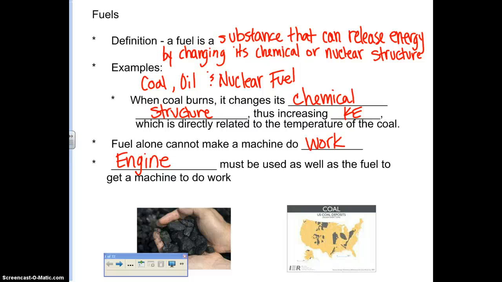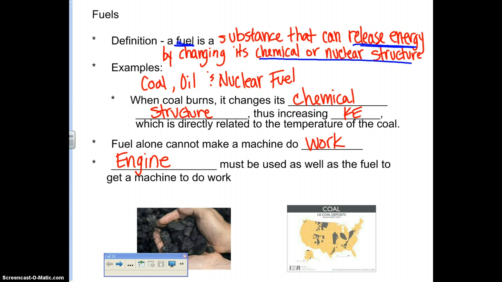Here's the first section to topic 8. We're going to begin by talking about fuels and different types of fuels. First things first, the definition of a fuel is a substance that can release energy by changing its chemical or nuclear structure. So the big thing you need to remember here is that fuel is a substance that releases energy in its chemical or nuclear structure.